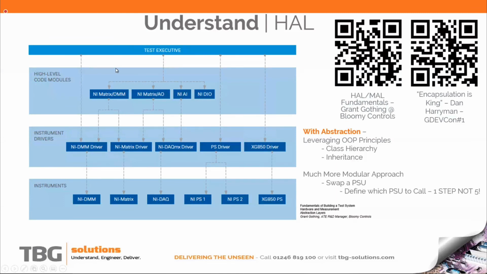But you can see here we've got a bit more of an abstracted test methodology. We've got the high-level code modules, then our instrument drivers, which are called by the high-level code modules, and then the actual instruments themselves. So you'll see we've got some NI equipment, and then we've got an XG, which I think is like an Ametek power supply. If we think about how we're implementing this, it's a much more modular approach. So say if the PSU needs to be swapped out, we just define what PSU needs to be called in one step rather than changing five different things.